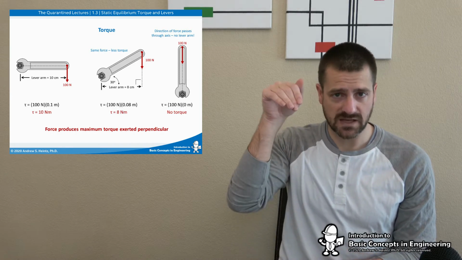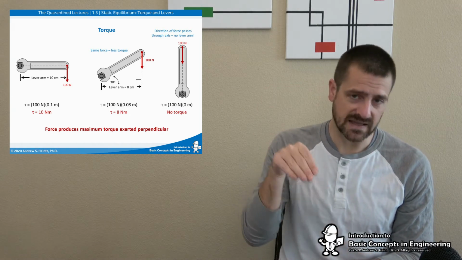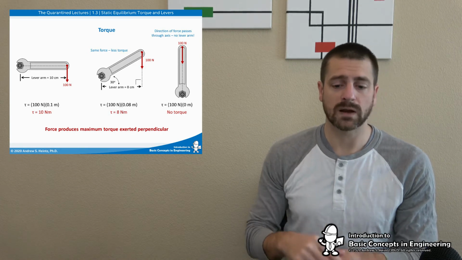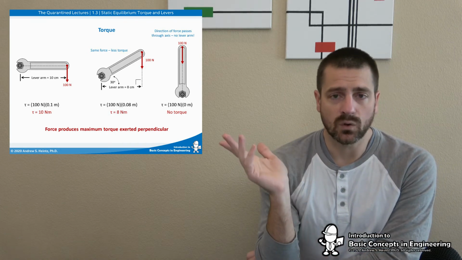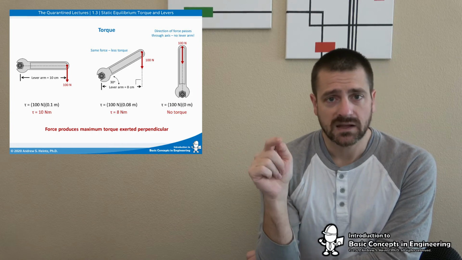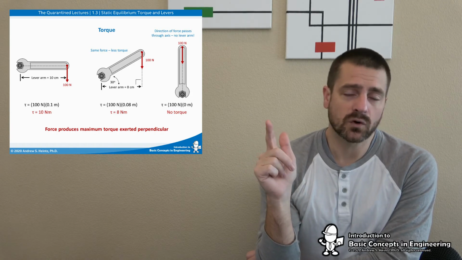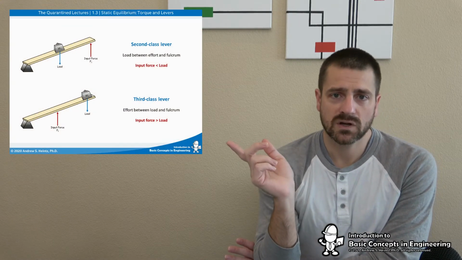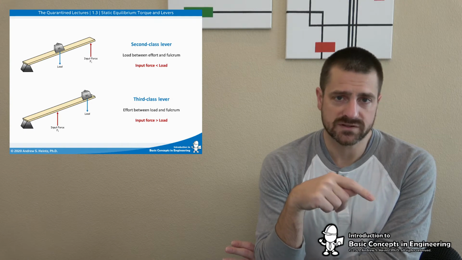Because in this case, what's happening is the force that's being applied is actually in the plane that we want to rotate on. So we're getting no torque on there, right? So the takeaway here, of course, is, as we were implying, the force produces a maximum torque when it's completely perpendicular.